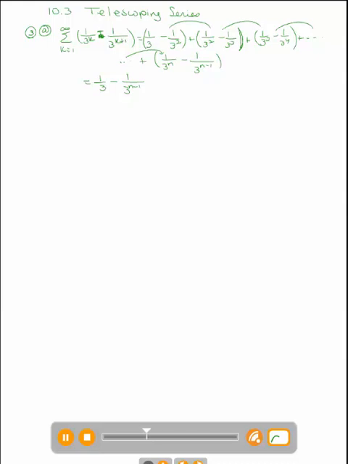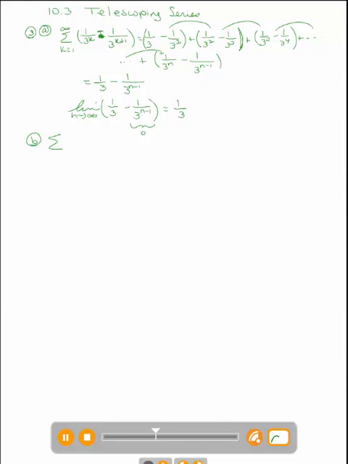So now the question is, what is the limit of that? Because we want n to go to infinity. So the limit as n goes to infinity of 1/3 minus 1 over 3 to the n plus 1. This little piece right here is going to go to 0. So the answer is 1/3. That wasn't too bad. But the trick on this is to keep listing them out until you see what's canceling.